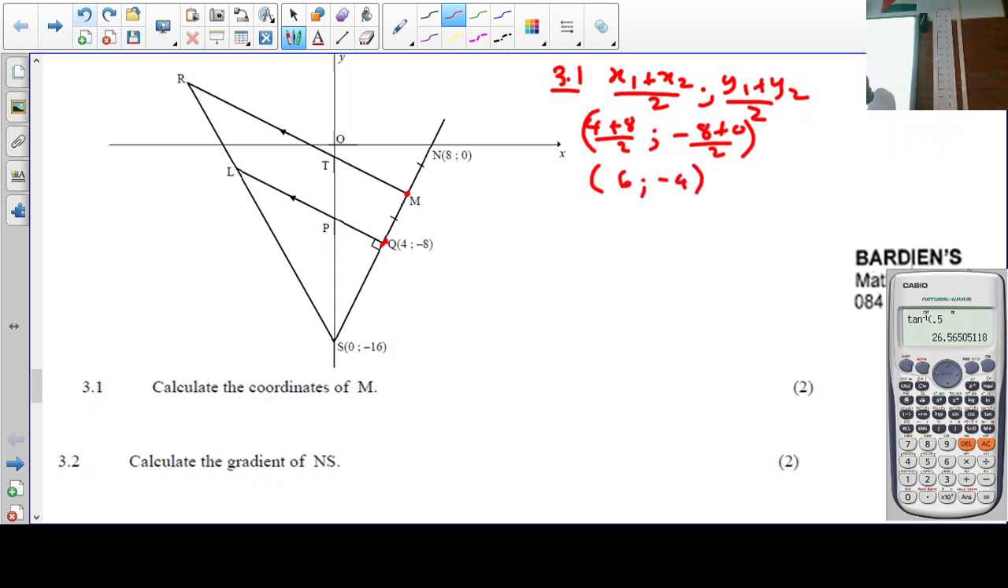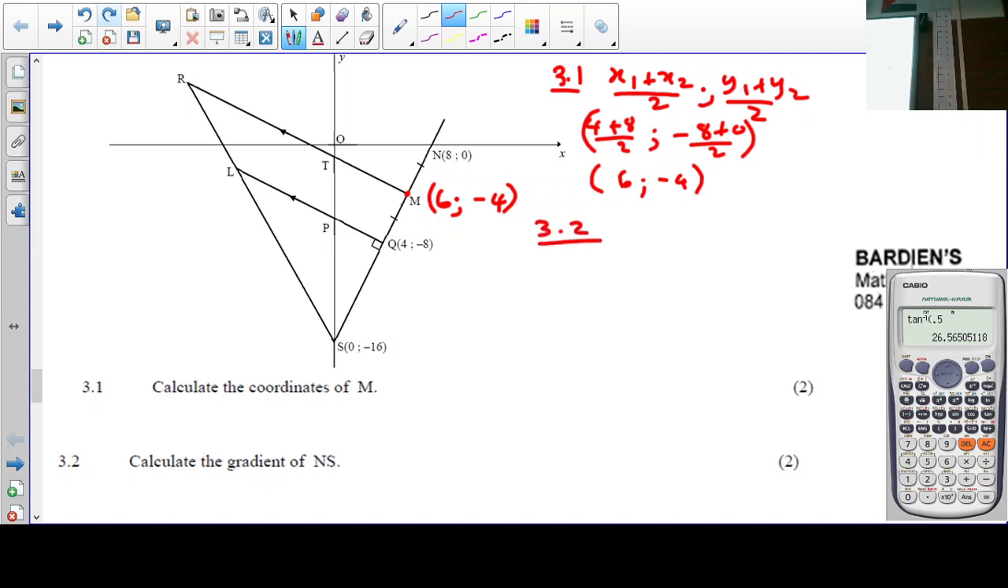Does it make sense? When it comes to analytical geometry, it must make sense. Okay, because it can be drawn, and as you can see here, it is in the fourth quadrant. X is positive and y is negative, and of course it can't be less than negative 8, and your x value can't be more than 8 or less than 4. So 6 makes sense. Okay. So that's the first question for 2 marks.